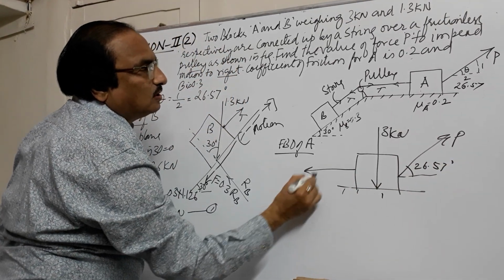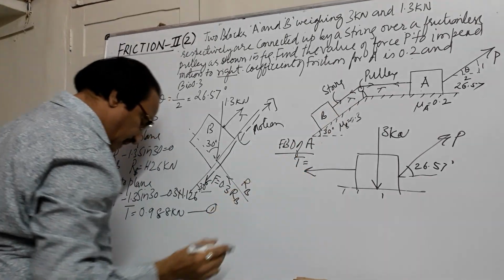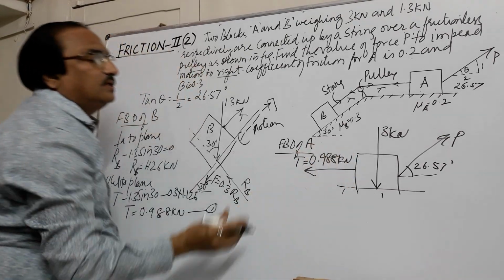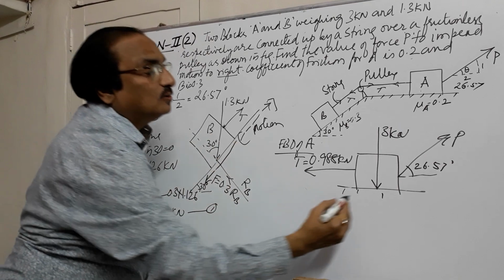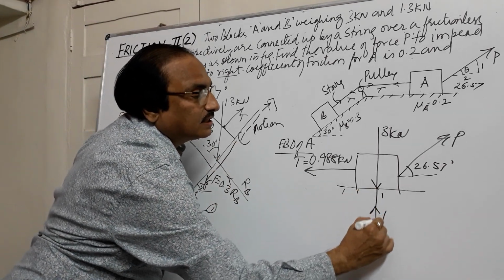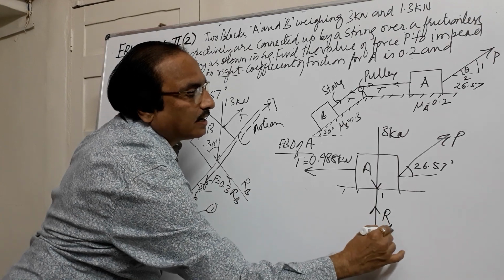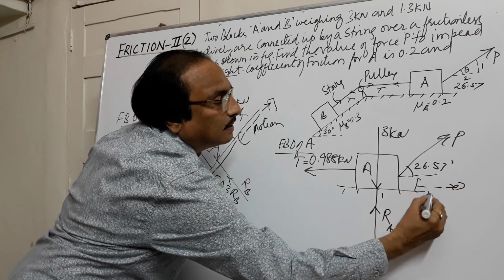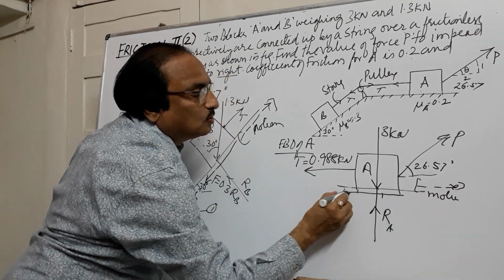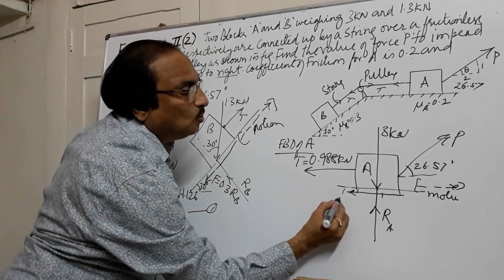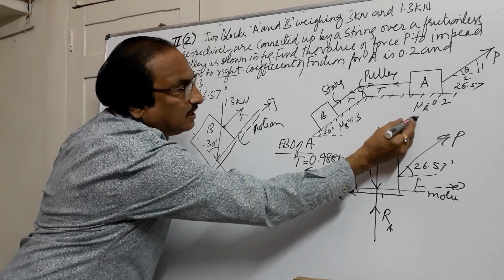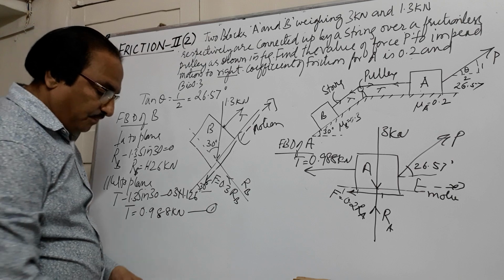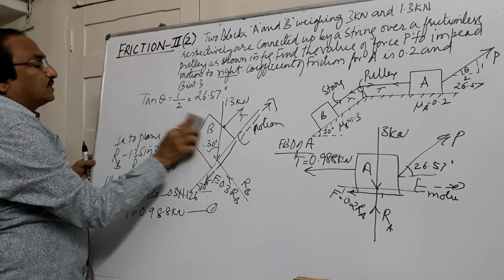There is tension in the string on the left hand side here. This T we have calculated is 0.988 kilonewton. These are the forces that you can see. Now the forces that get induced are the reaction. This reaction is at A, so let us call this RA, acting perpendicular to the plane. Now the motion is towards right, so definitely the force of friction will be towards left, and this will be mu R. Mu for A is 0.2, so 0.2 RA. With this free body diagram, we'll apply the equilibrium condition and solve the problem.